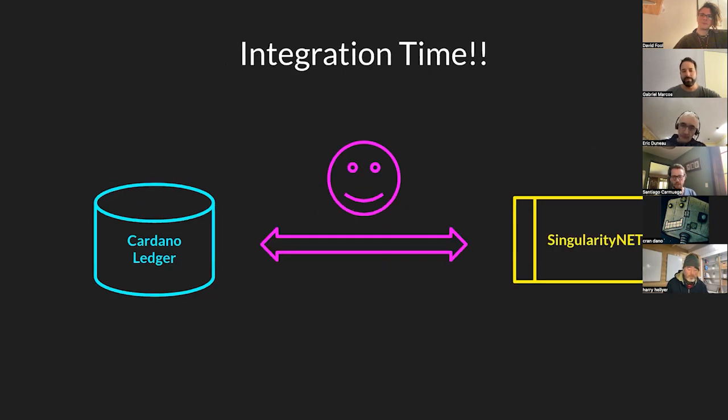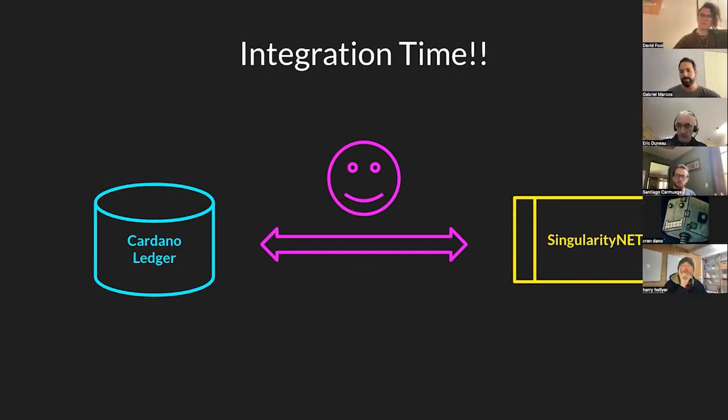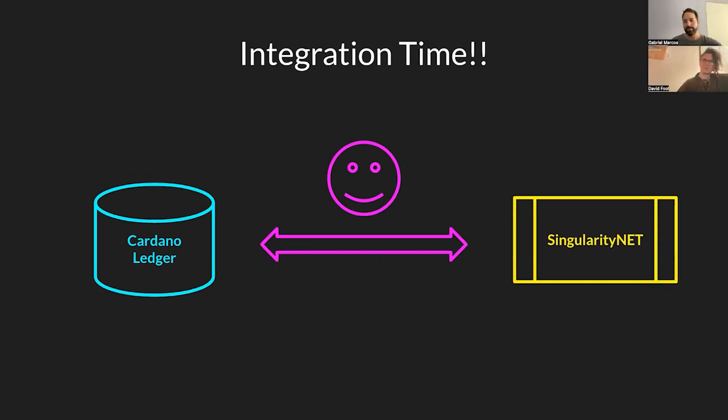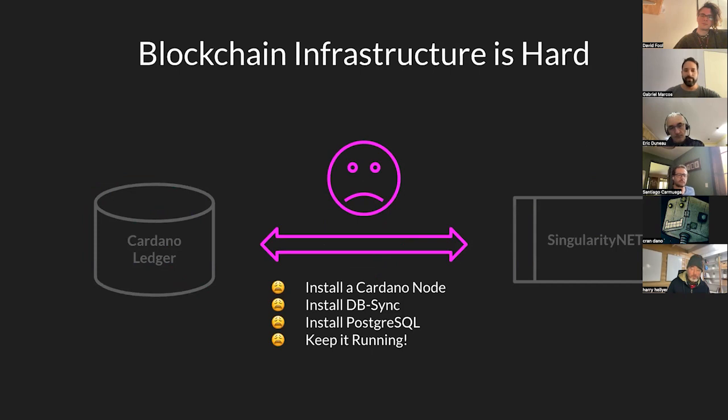Okay, he's very happy because now he has the tools at SingularityNET and he has the data source. So it's integration time. Let's see how we can connect both together and start producing some outputs. But he understands the hard way that managing blockchain infrastructure is not easy.